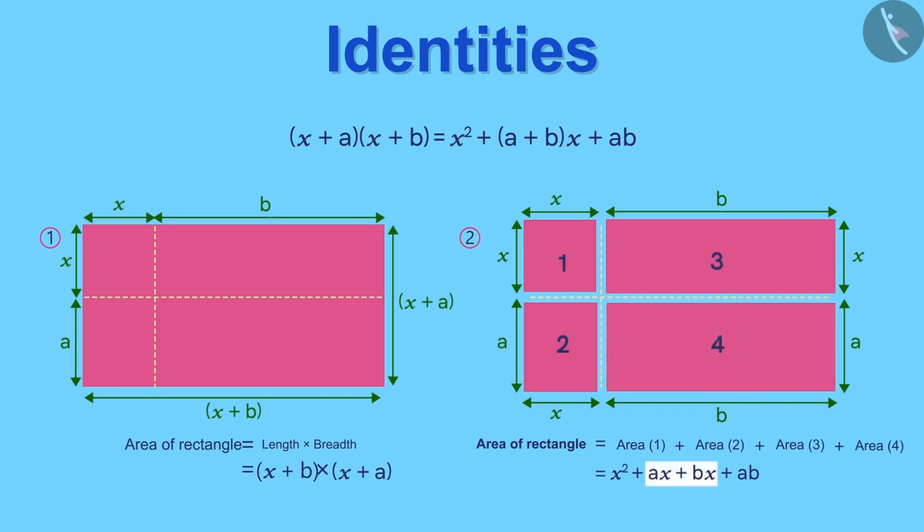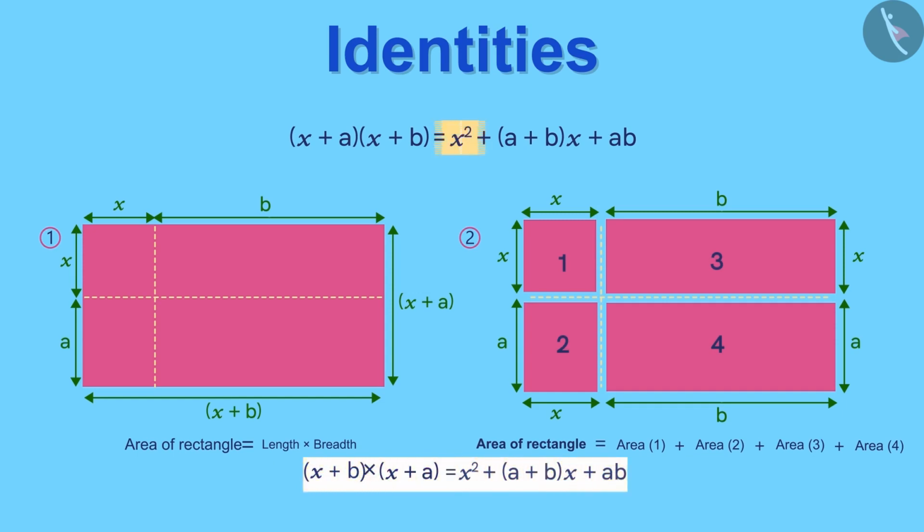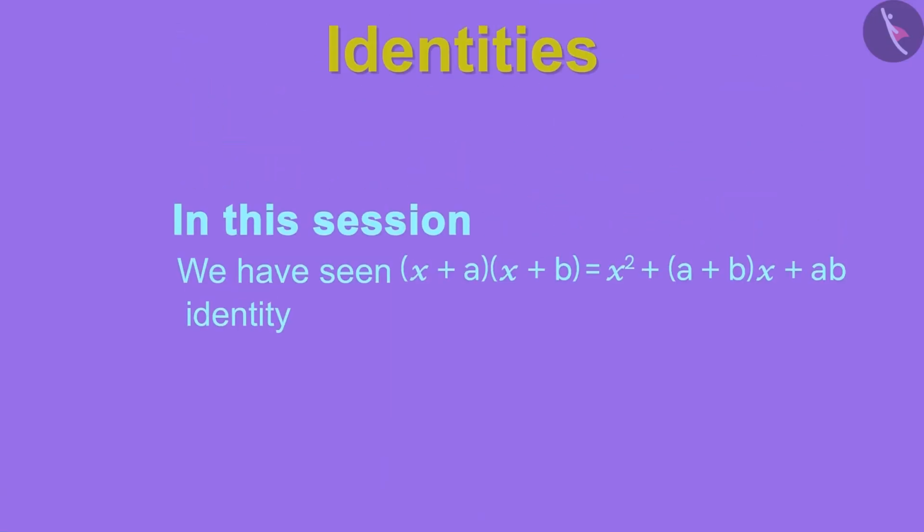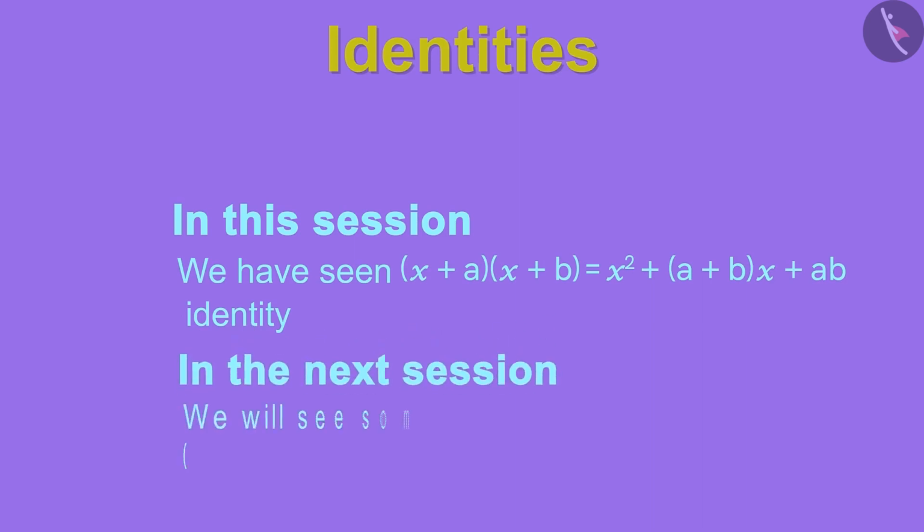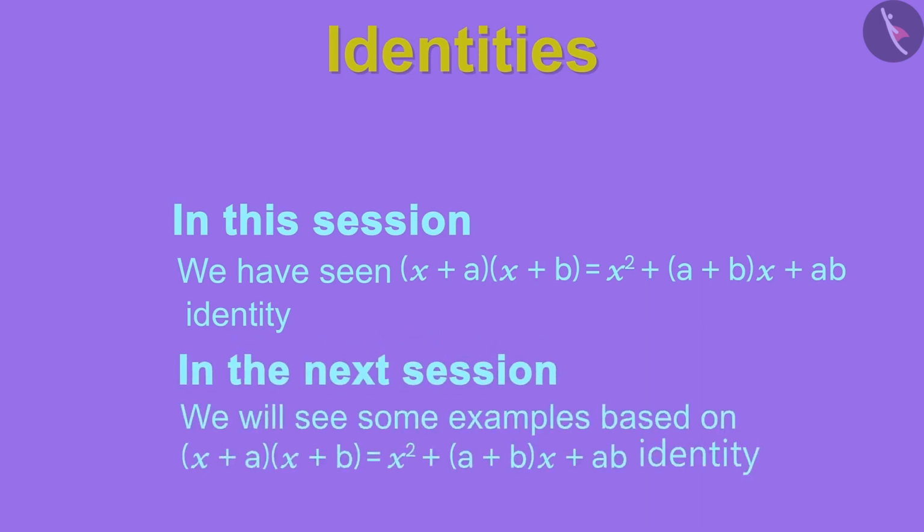Taking x as common from the middle 2 terms, we will get the final answer as this. The area of the rectangle that we get using both the methods will be equal. As you can see, this is the same identity that we saw earlier. In this session, we have seen this identity. In the next session, we will see some examples based on this identity.